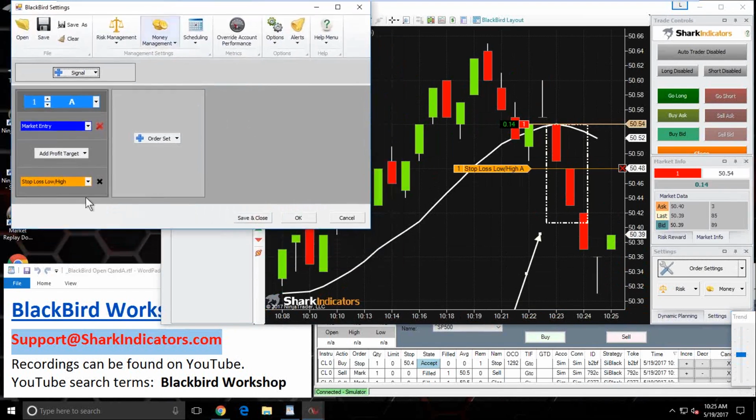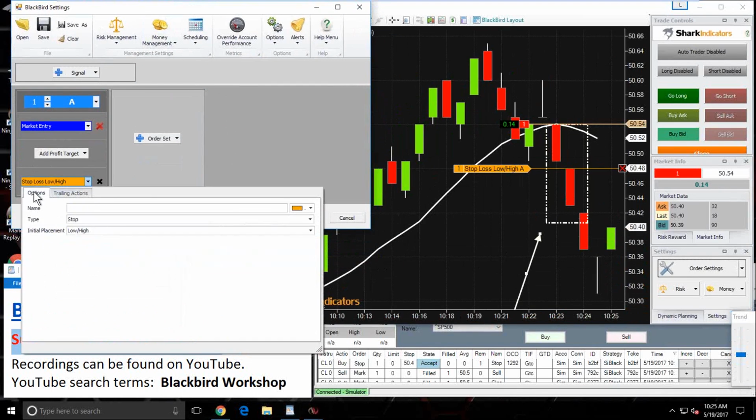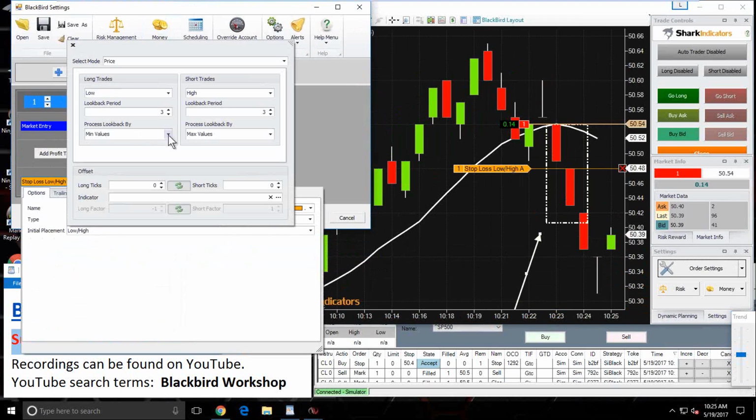Let's get BlackBird open. I'll do it from the initial placement area. You'll notice this section here: when we have our select mode set to price, it's very similar to Bloodhound. If you have Bloodhound, you select the prices to use, and then you can determine how many bars back you need to process.